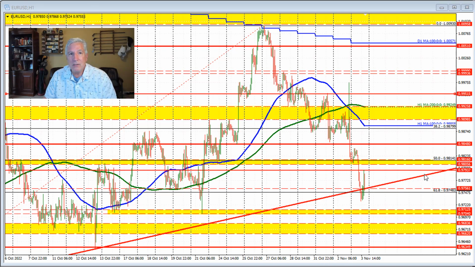In the euro versus US dollar, as long as the price can remain below the 0.9814 level, I'm for the downside for this currency pair. We'll see how far it runs.